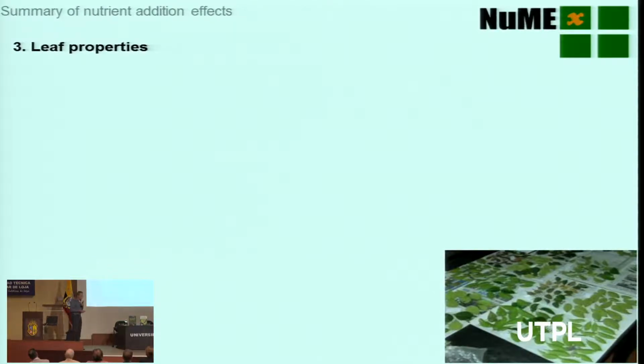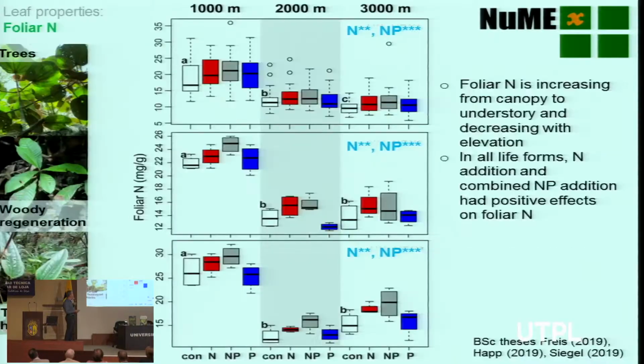And now I come to the leaf properties. What we did recently, in the last year, we collected leaves from the forest canopy, so from adult trees, but also from terrestrial herbs and from woody regeneration. And so this graph shows you data from the year 2018, so after 10 years of continued nutrient addition for the 3 different life forms. So this is trees, this is woody regeneration, and this is terrestrial herbs. And you see the foliar N contents comparing the 3 elevations. On the left, 1,000 meters, in the middle, 2,000, and on the right, 3,000 meters.